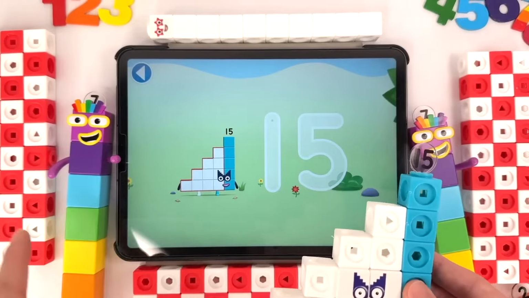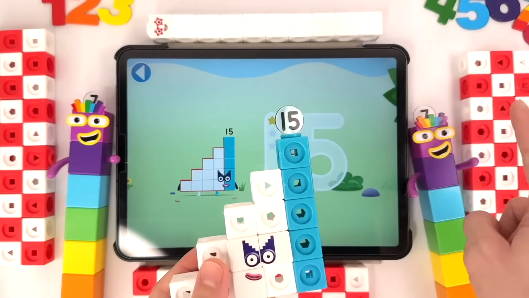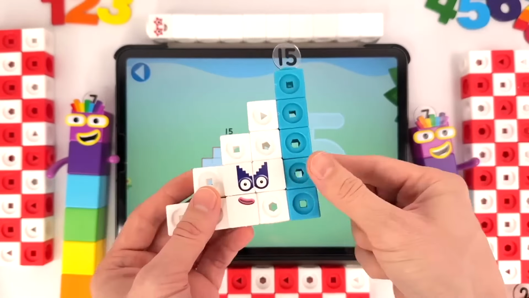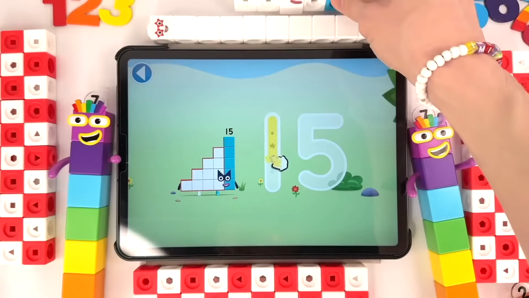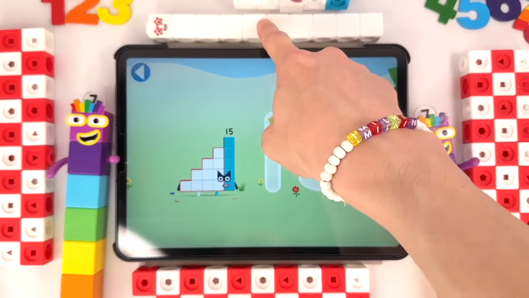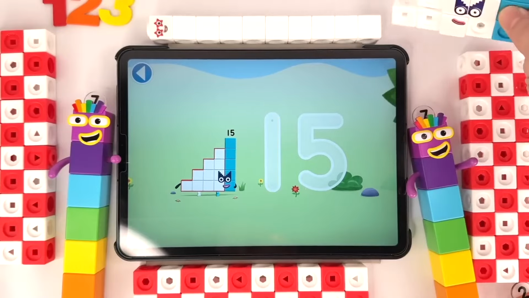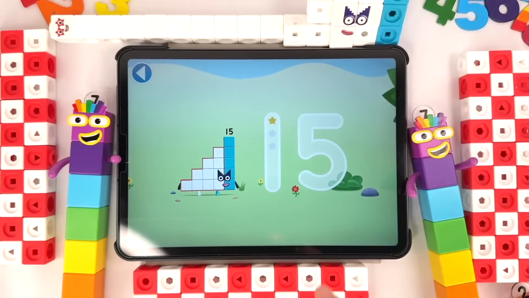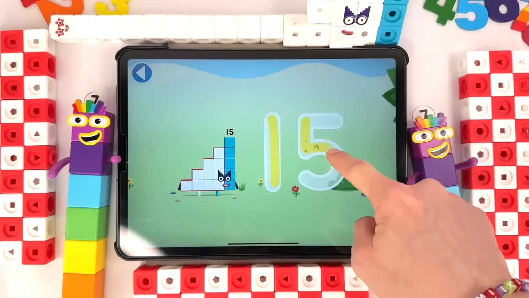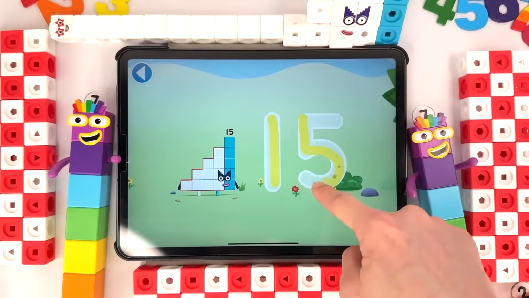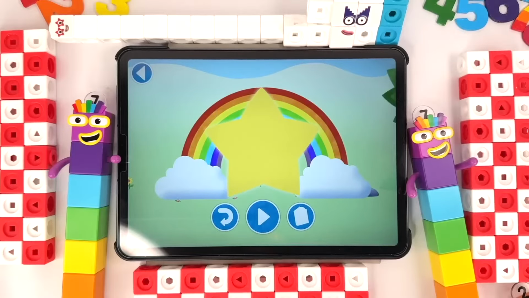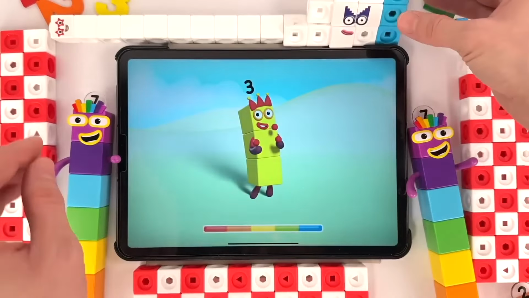Our number blocks. 100, 200, 300. Use your finger to trace the number. Plus 15 equals 1, 2, 3, 125 number blocks, like this. Try to keep your finger on the screen. But we need very big number blocks.